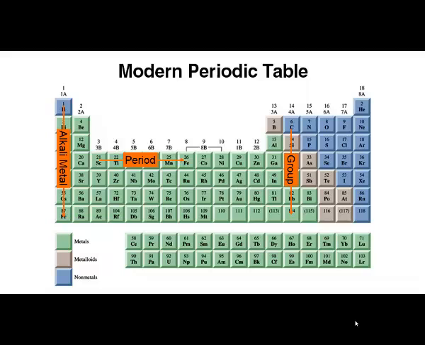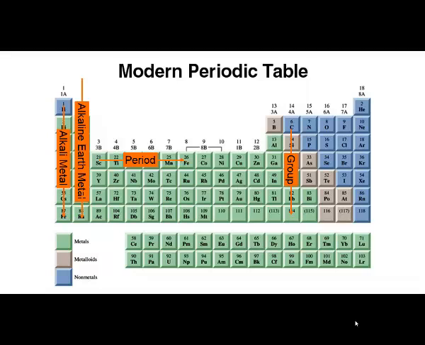Now our second column, 2A, our second group or family, starting at beryllium, will be called the alkaline earth metals. And so that whole group, that whole column, beryllium, magnesium, calcium, strontium, barium on down, is going to consist of alkaline earth metals. We're going to see a little bit later that they also form similar charged cations. They will all end up forming +2 charged cations.